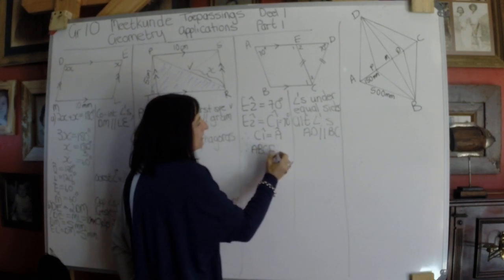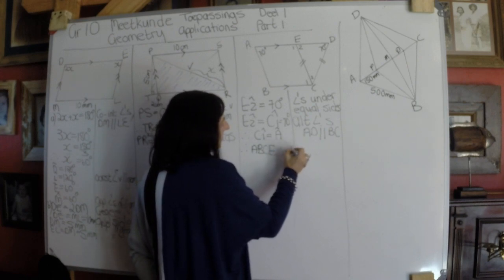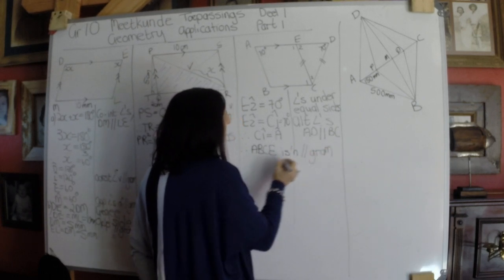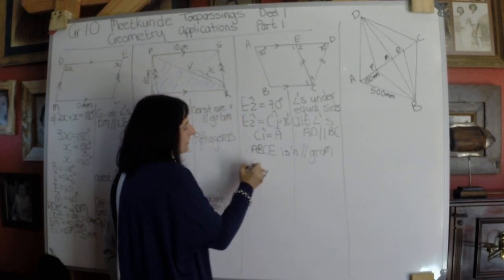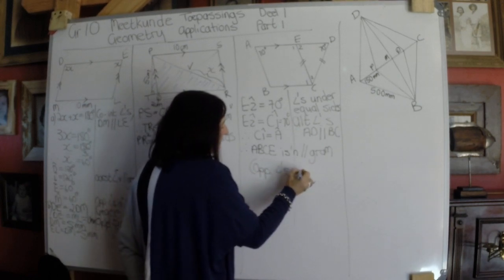ABCE is a parallelogram because opposite angles are equal.